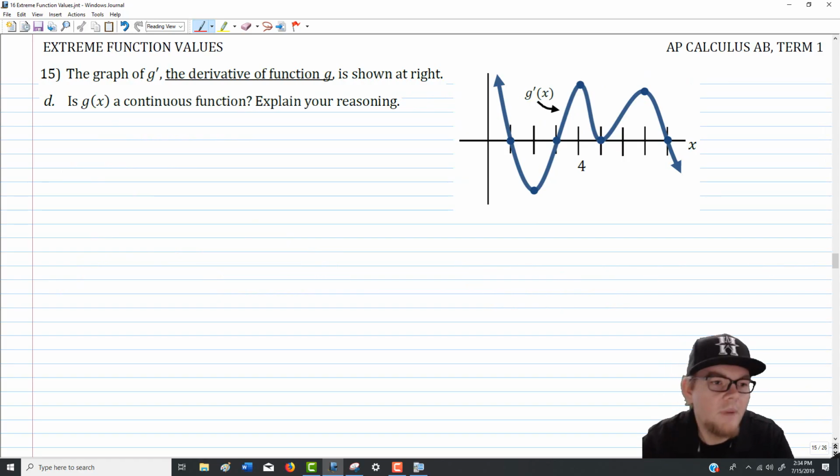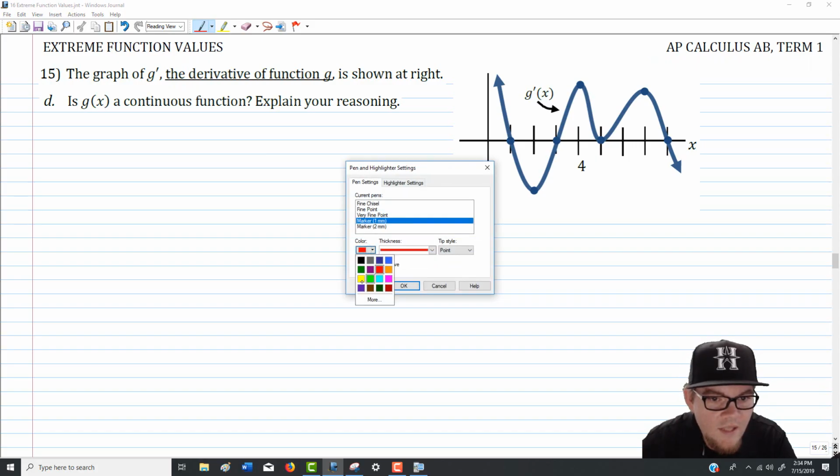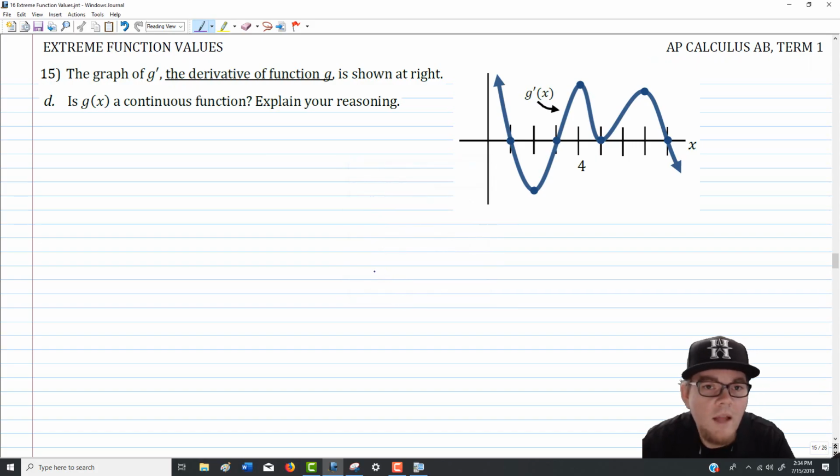And last but not least, 15D. Is g of x a continuous function? You know, that function g that we have so much information about. Explain your reasoning. So the question here is, it's a tough one. I came up with this one last night as well. I thought this was a really neat question to test your understanding of some topics from the last unit. But we have to think about what we know.